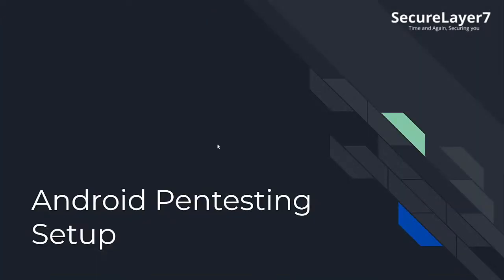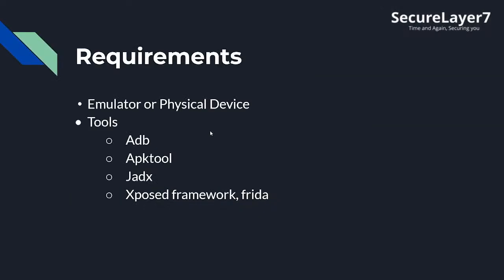So let's consider the Android pen testing setup. The main requirement for the setup is having an emulator or a physical device. For an emulator, you can go for Genymotion. Genymotion is the most popular emulator that everyone is using for pen testing. But I prefer having a physical device because it will make your work very efficient. It will not hang, and you can directly interact with the physical device using your fingers. So it will make the process very fast.